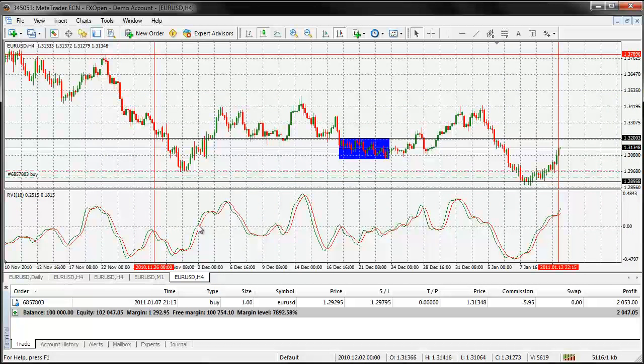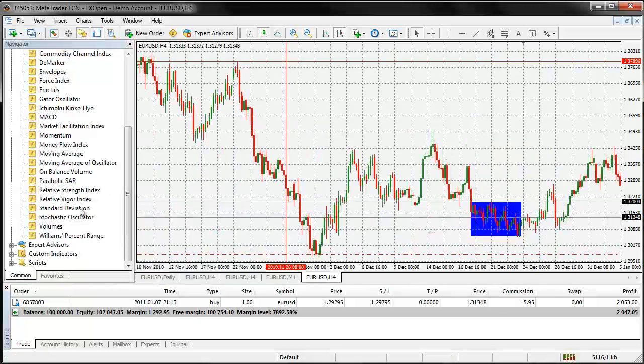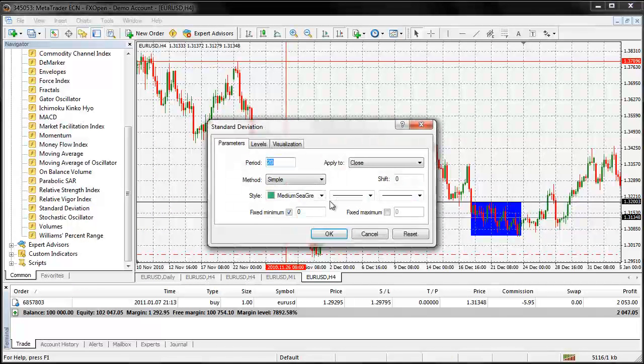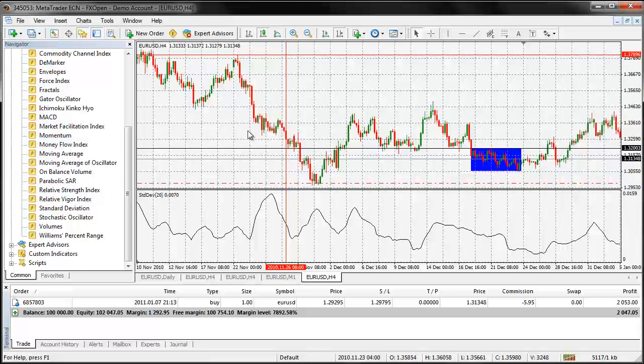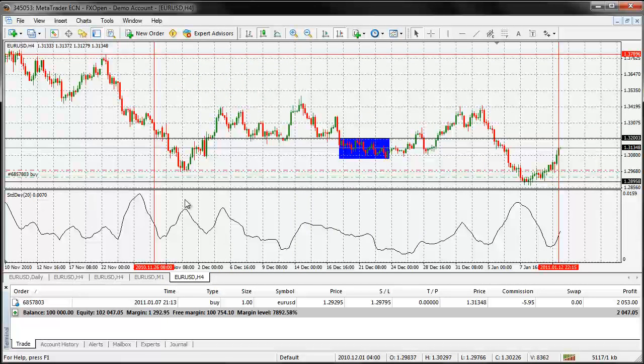Alright, so that's the Relative Vigor Index. Let's take a look quickly at the standard deviation. Now this is mad. I'm not really going to explain this one. That's what you get. So there's not really much that you can take from this. Okay, you can apply some trendline tools on there and work out a pattern when it breaks, and what have you, but I really would not bother your time doing that.